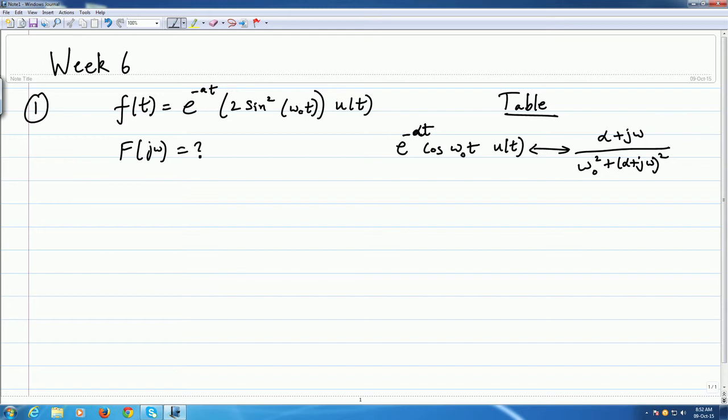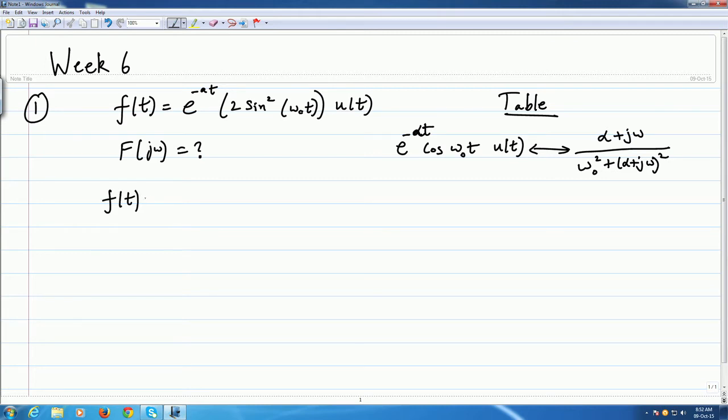So, now the idea is to start with this f of t here, okay, and then use some trigonometric identities and convert it into a function of this form. Once you do that, one can write down the answer without too much work. Okay. So, let us try and do that.